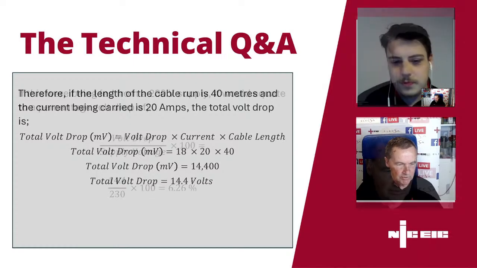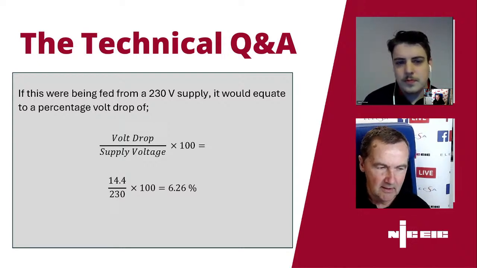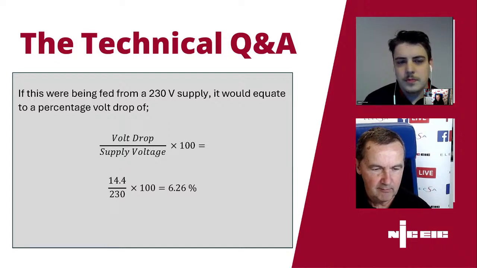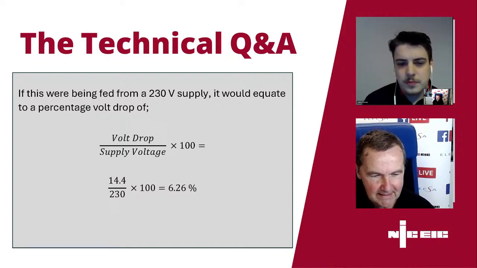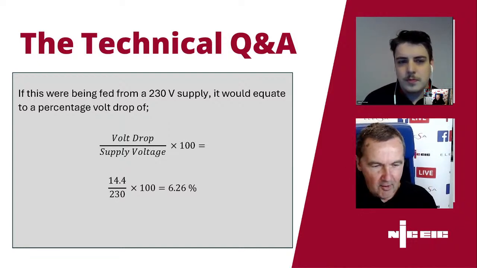We also did, just for completeness' sake, I know the question didn't ask it, but what was the percentage? So if we looked at the volt drop divided by the 230 volt supply, that would have given us a 6.26% volt drop. So a bit higher than we would like.